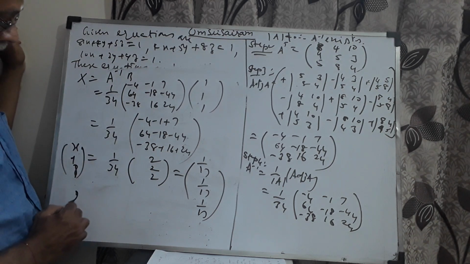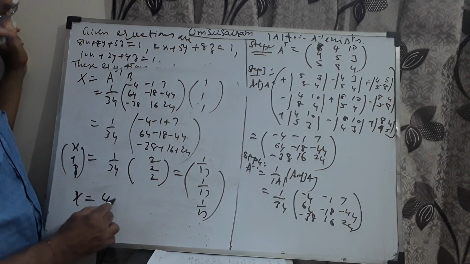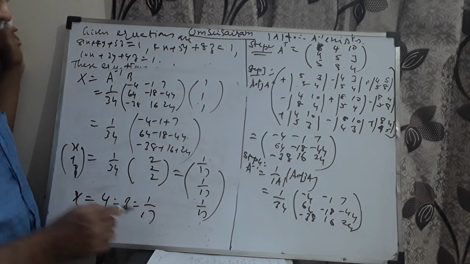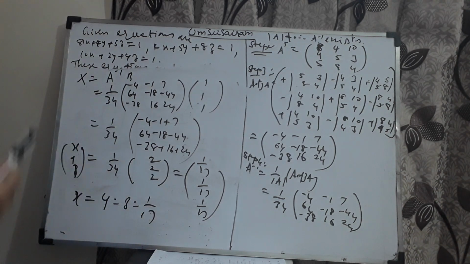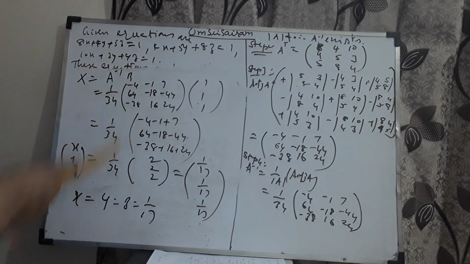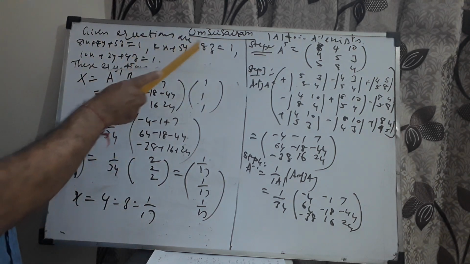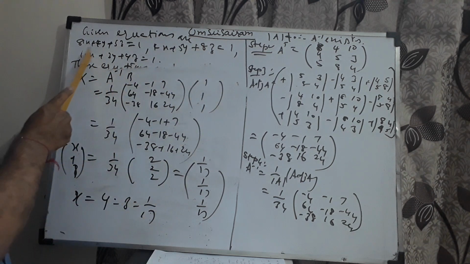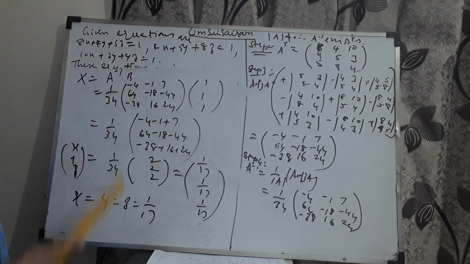Equate the corresponding entries. Therefore, x is equal to y is equal to z equal to 1 by 17. You can just check by substituting the values. 8 plus 4, 12 plus 5, 17 by 17 is 1. 9 plus 8, 17 by 17 is 1. 13 plus 4, 17 by 17 is 1. Therefore, x value is 1 by 17. Y value is 1 by 17. Z value is also 1 by 17.